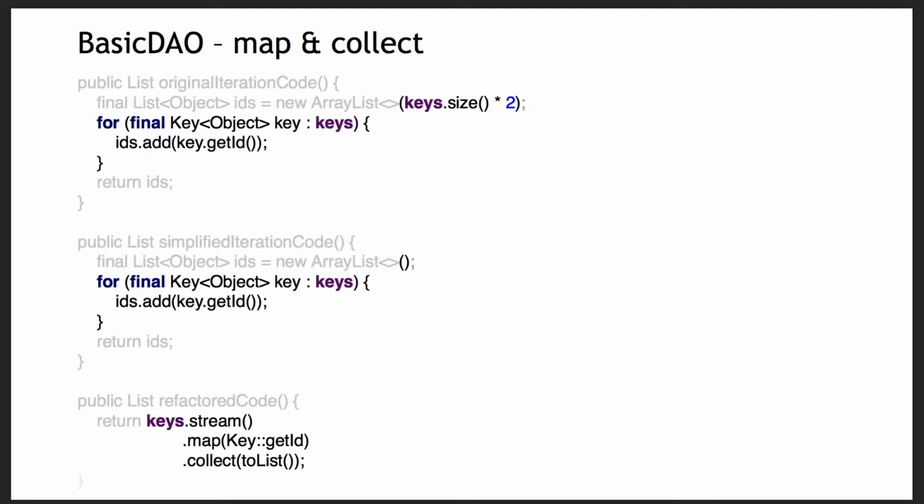So let's look at the performance of this. The first example, as I mentioned, I want to performance test whether this initial array allocation has any impact on performance. So I'm testing it with the array allocation and without it. And then I'm testing the refactored code with the map and collect.